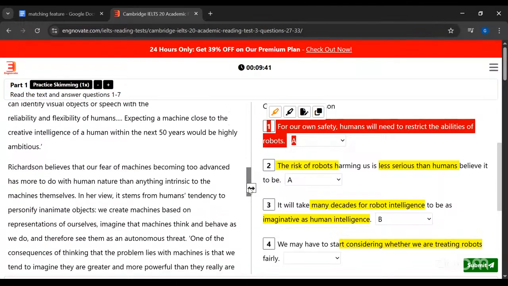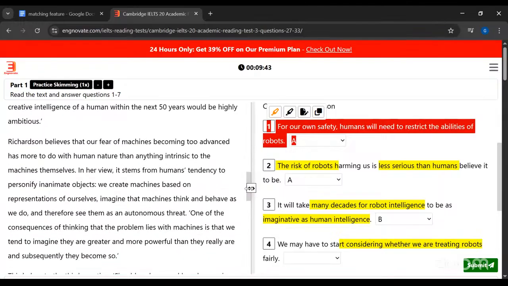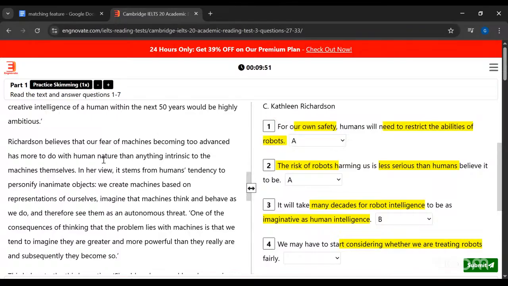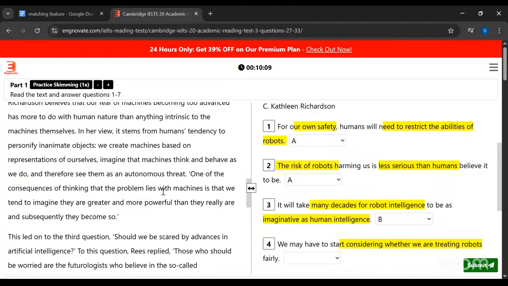Okay, let's move forward. Now we have Richardson. Now has more to do with human nature than anything intrinsic to the machines themselves. In her view, it stems from the human tendency to personify inanimate objects. We create machines based on representations of ourselves. Imagine the machines think and behave as we do. One of the consequences of thinking like a machine, we tend to imagine they are greater.